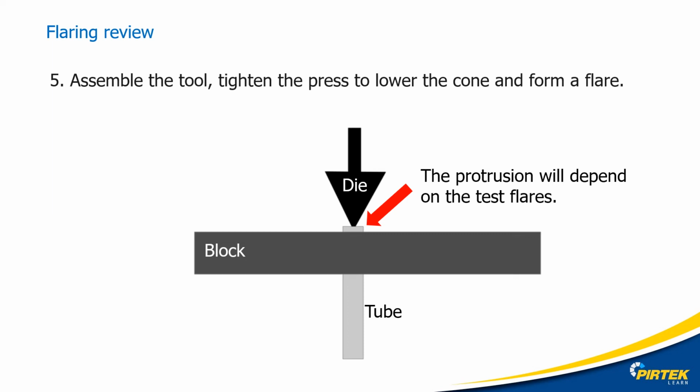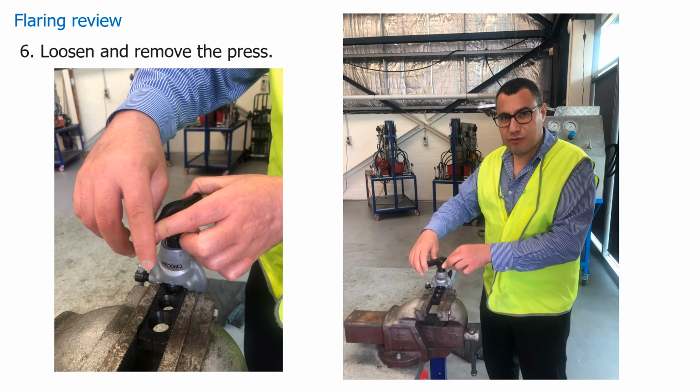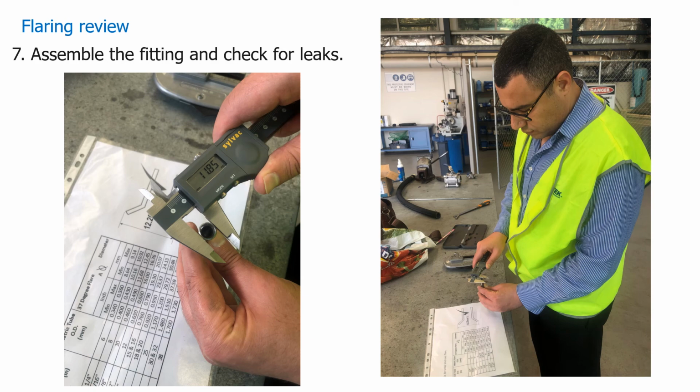Wind the die down into the tube until the clutch releases or the die bottoms out. This will depend on what type of flaring tool you have. It's a good idea to keep the flaring tool secured. Here you can see that I have some vise jaws fitted to the vise and the flaring tool is held securely. Loosen and remove the press and remove the tube from the die. Check the flare, check the dimensions, and then assemble and check for leaks.